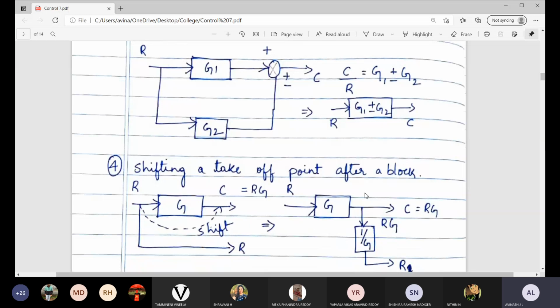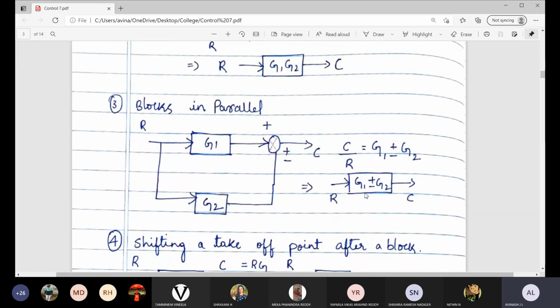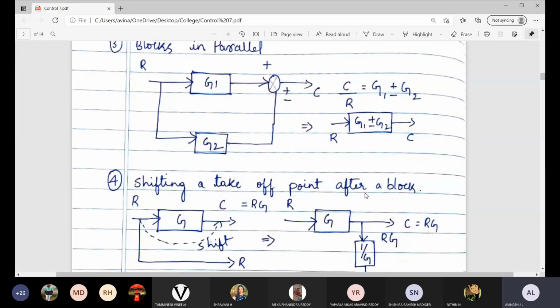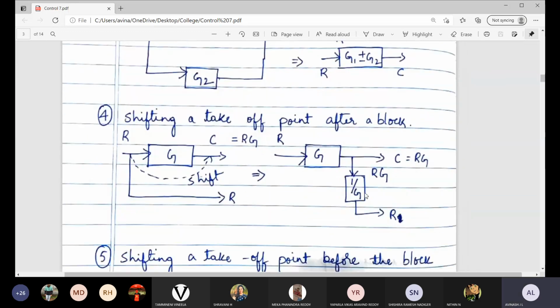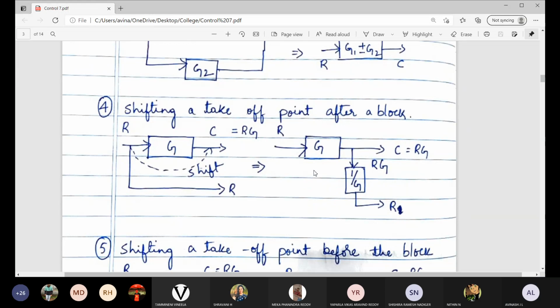So after understanding the fundamental thing, that is the blocks in series and parallel, what is the next thing? Removing the feedback path. Okay, we come across shifting a takeoff point. So now, shifting a takeoff point after a block. Here a block is there. In this particular takeoff point, if you shift it here, what exactly happens? We are going to get like this.